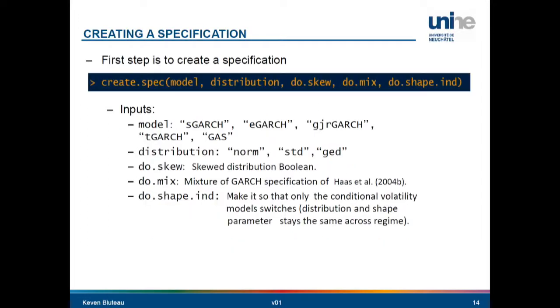The first step when using our package is to create a specification. So you input your model, your distribution, and do.skew if you want: is it a skewed distribution or not? Do.mix is if you want to constrain the Markov switching transition probability matrix to have a mixture behavior instead of a Markov chain behavior. And do.shape.ind is if you want the shape parameter to switch with the parameters from your volatility model.